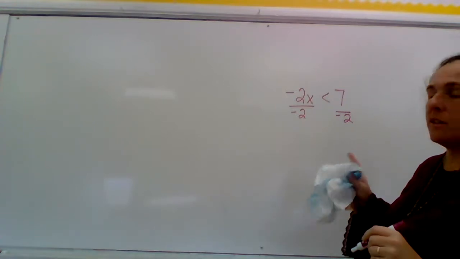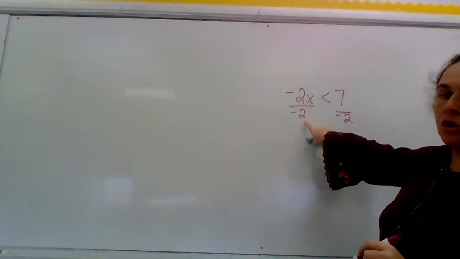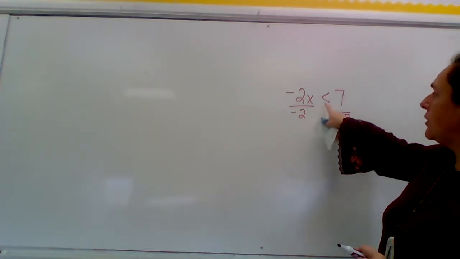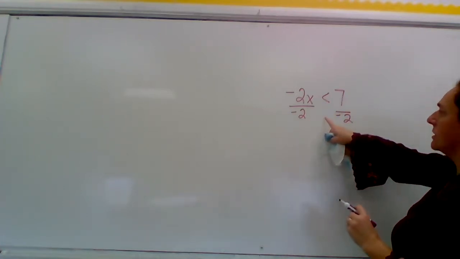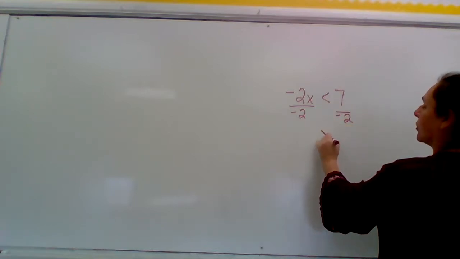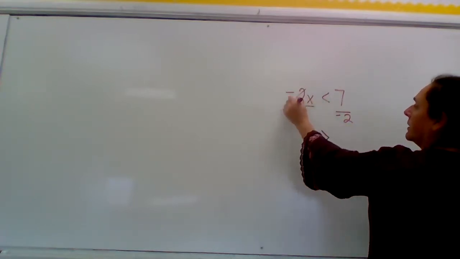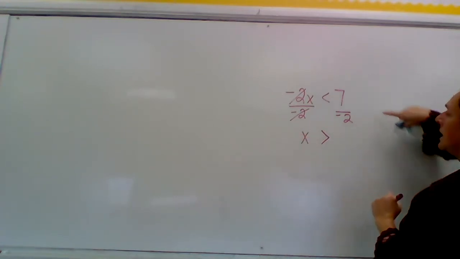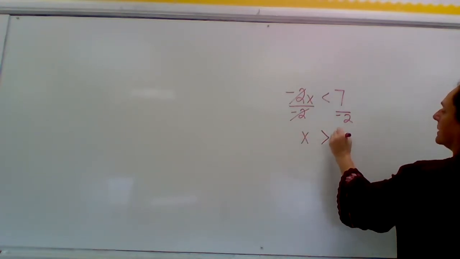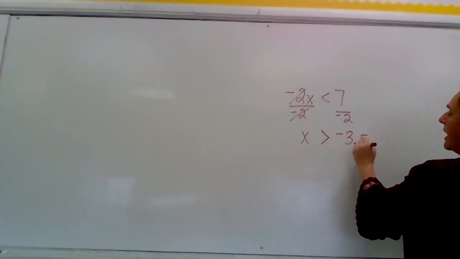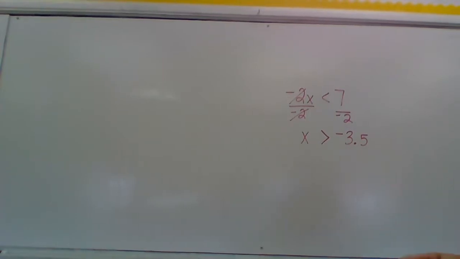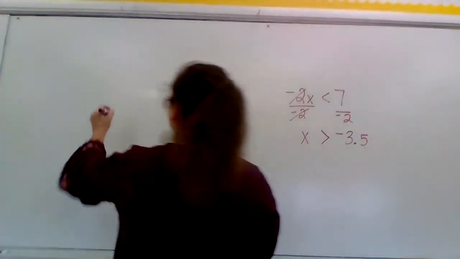Now remember, this is your special rule. Anytime you multiply or divide by a negative number to get your variable by itself, then your inequality is going to change direction. So it's no longer less than, it's greater than. This cancels each other off to become just a plain 1x. And now 7 divided by -2 is -3.5. You could have kept that as an improper fraction, but I believe most time your choices will be in decimal form. Okay, let's look at another one.